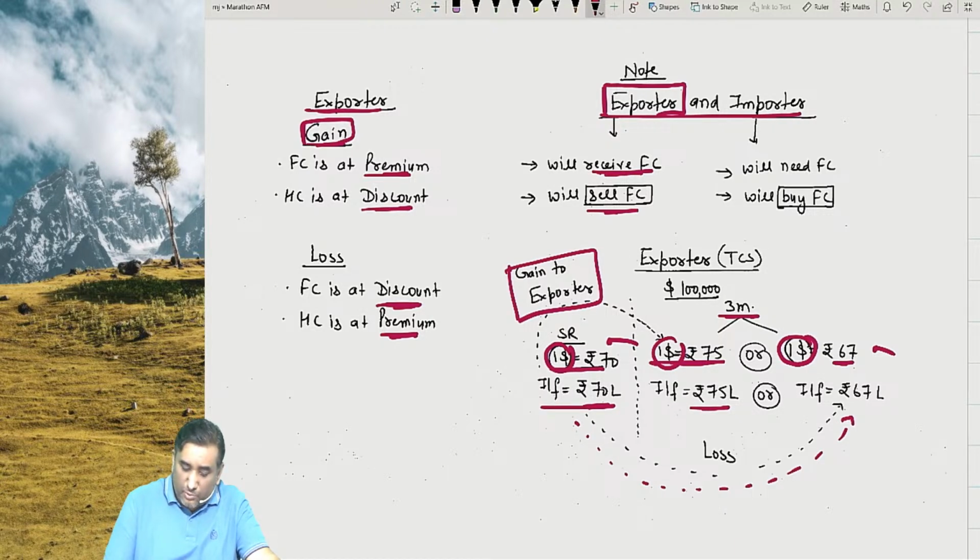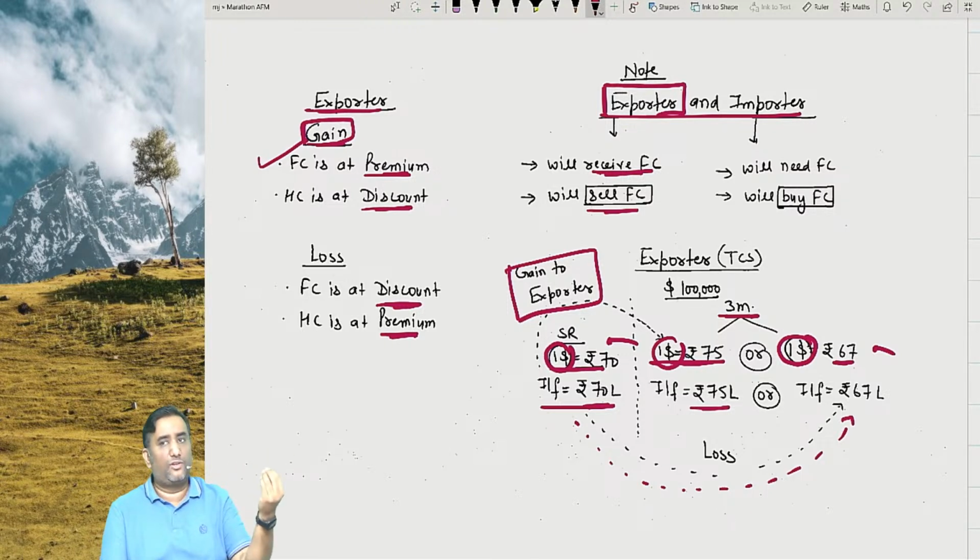So the exporter will gain when foreign currency is at a premium. You cannot certainly remember under what circumstances. In the exam, just take 30 seconds: $1 is 70, $1 becoming 75. Now in this situation, is the exporter gaining or losing? And accordingly, you can make all the notes.